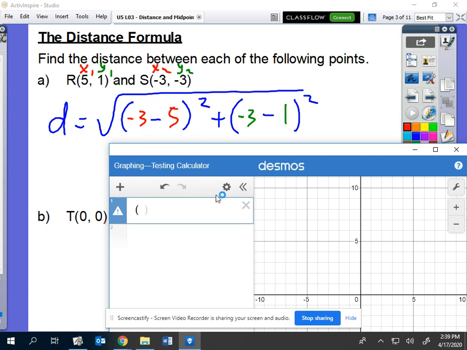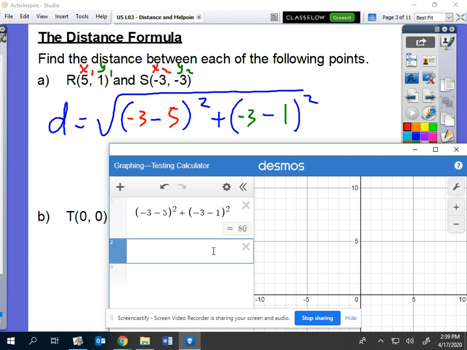So it's the parentheses of negative 3 minus 5, close parentheses, squared, plus parentheses, negative 3 minus 1, close parentheses, squared. So that gives me 80. And what I can do now is simply type in the square root of 80, right? So what that allows me to do is, if it's not a perfect square, and 80 is not, I can see what it would have been before just getting that decimal.